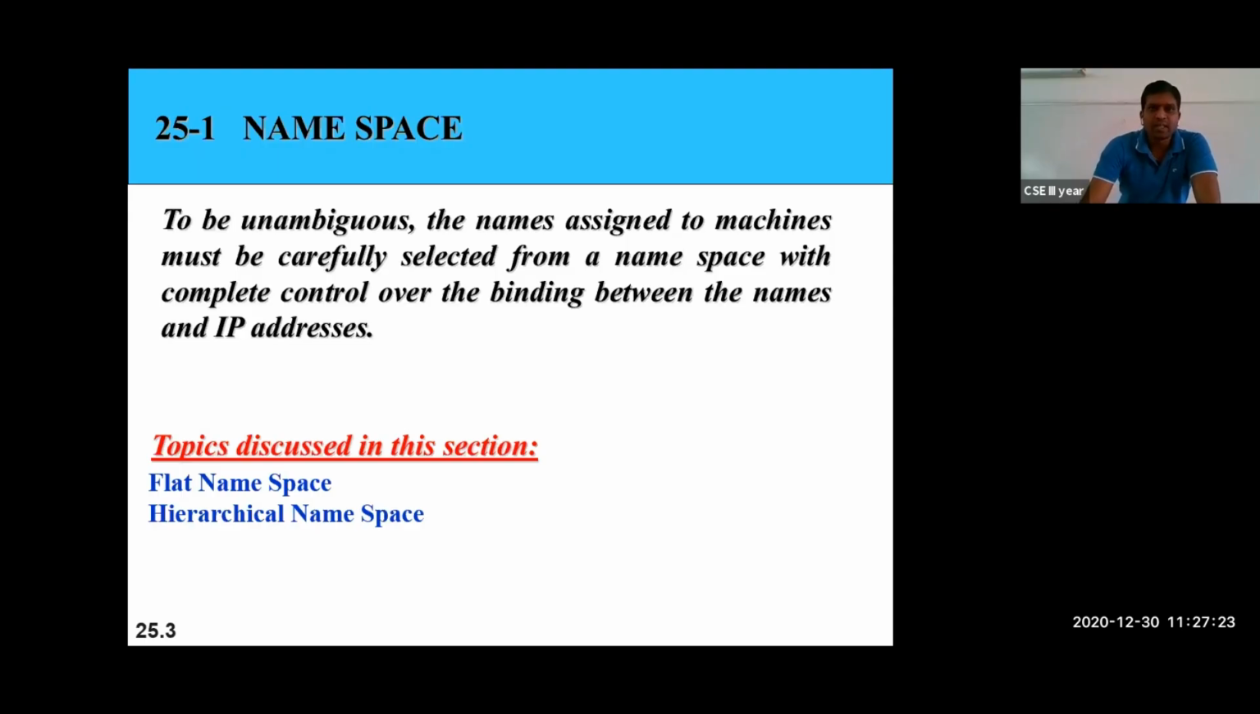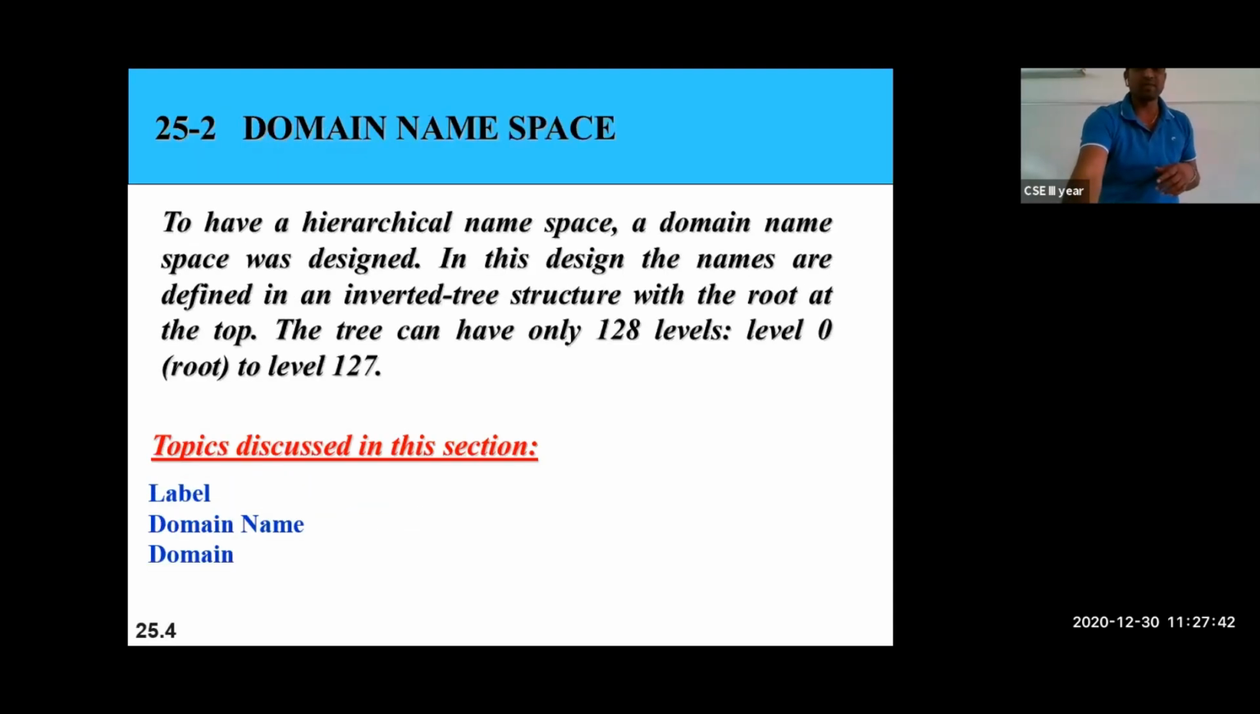Okay, right. There are two types of namespaces. They are called flat namespace and hierarchical namespace. The name itself says flat, just one name. Hierarchical means generations, one after the other. There will be a hierarchy of names, right? Then we will see what they are.